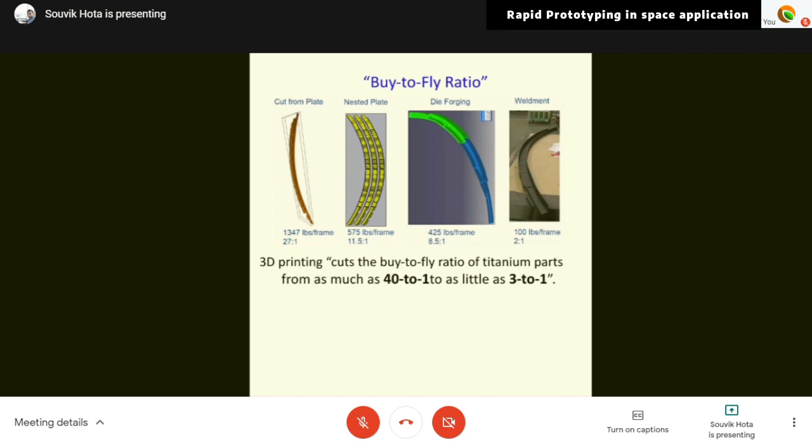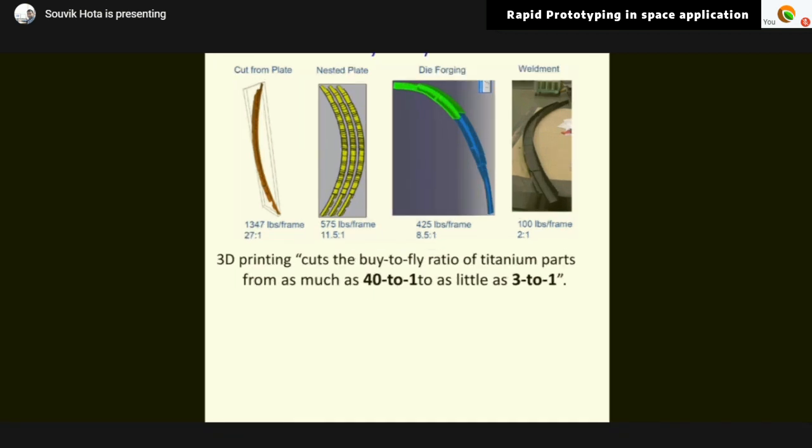But in the case of rapid prototyping, this buy-to-fly ratio for titanium parts will reduce from 40:1 to 3:1. If we explain it further, let us take an example of a titanium part. From a titanium part we are making a product, so around 40 parts of that titanium block, if the total is represented by 40, from that 40 we are getting 1. And in the case of rapid prototyping, if we are using 3 parts, we are getting 1 part.